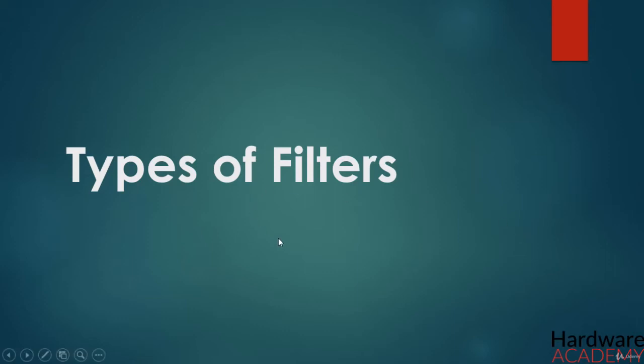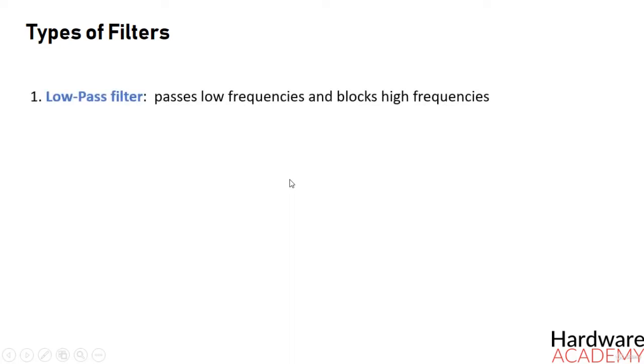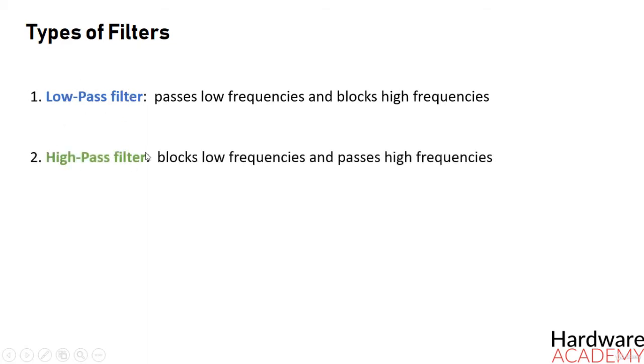Alright, now let's examine what the different types of filters are. Filters can be placed into broad categories that correspond to the general characteristics of the filter's frequency response. If a filter passes low frequencies and blocks high frequencies, it is called a low-pass filter. If it blocks low frequencies and passes high frequencies, it is a high-pass filter.